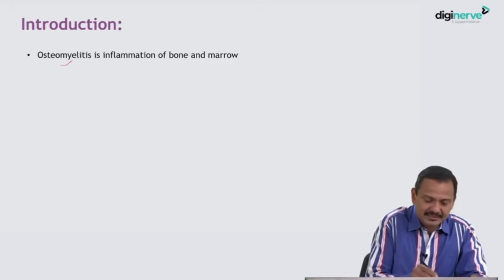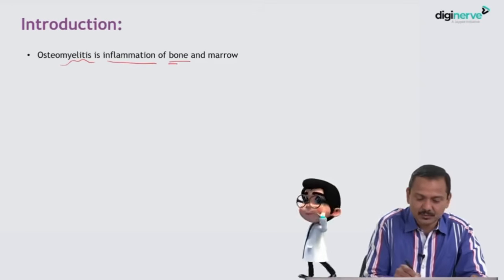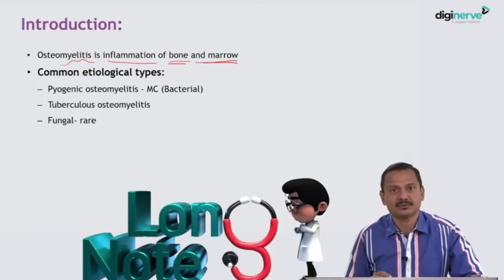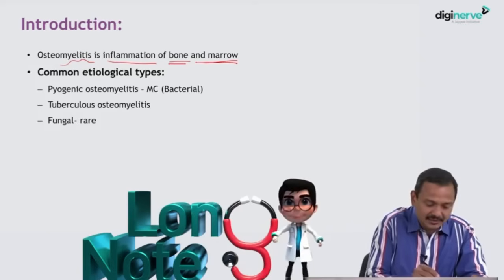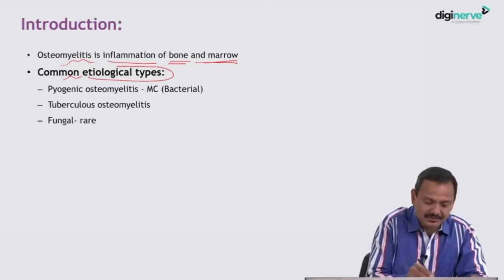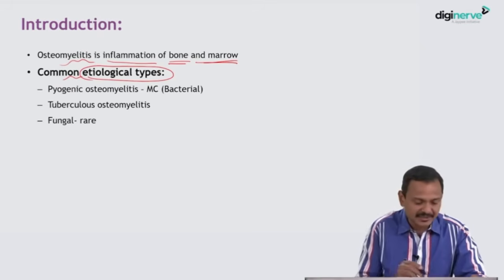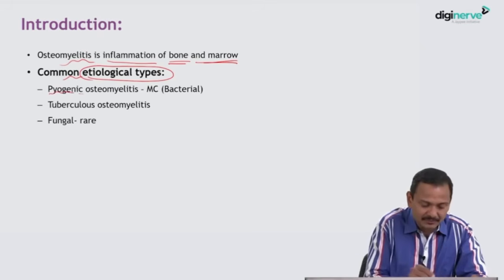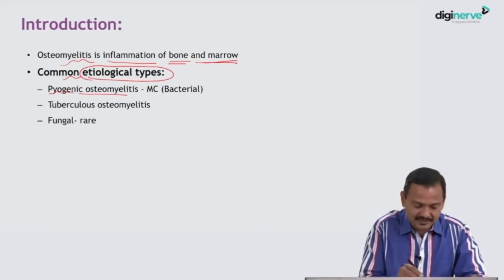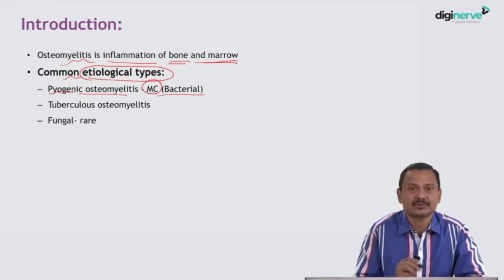Osteomyelitis is inflammation of bone and bone marrow. So what are the common etiological types? Etiological types can be bacterial or pyogenic osteomyelitis, which is the most common subtype.